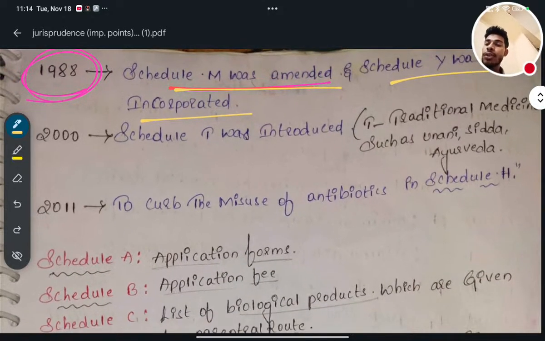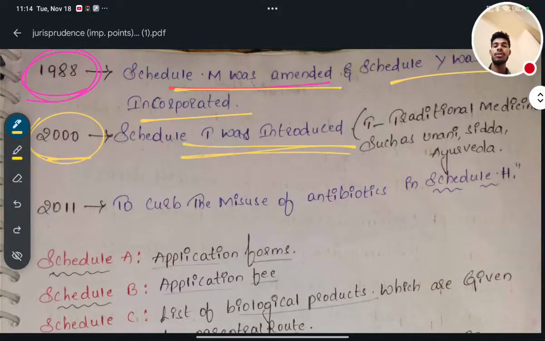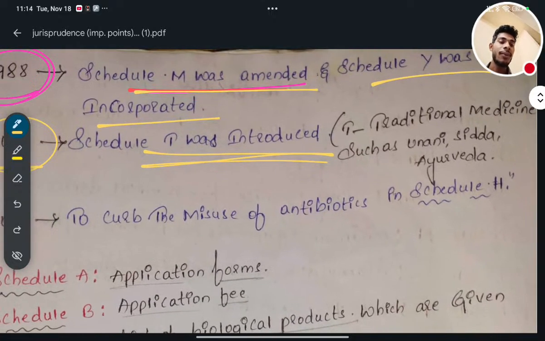Okay. In 2000, Schedule T was introduced, and Schedule T is mainly for traditional medicine. What are traditional medicines? Those medicines which are used locally, such as Unani, Siddha, and Ayurveda, from plants, different parts of the plants, raw material of the plants.